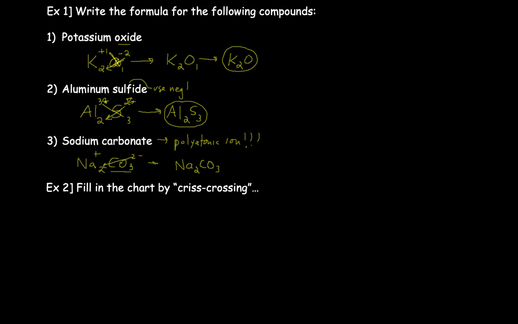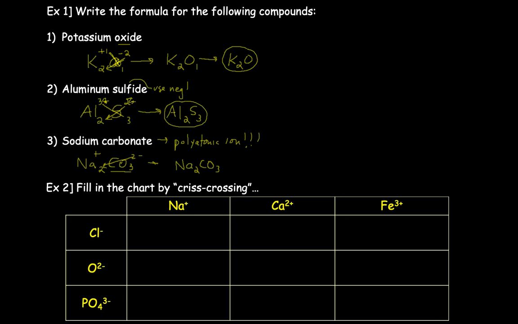Very cool. All right. Now, what I want to do is let's fill in this quick chart by crisscrossing. Let's practice here. So let's just say I have NaCl. Now, in this instance, we're going to be able to just leave them because it's a +1 -1. So there's no reason to crisscross. We just write the compound NaCl.